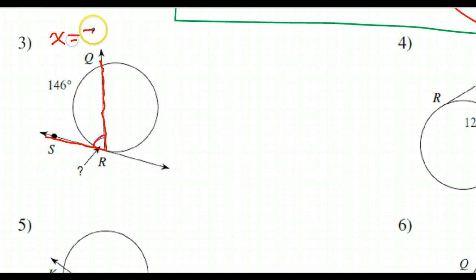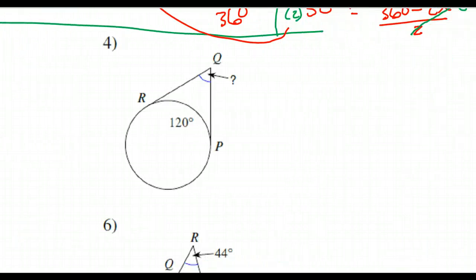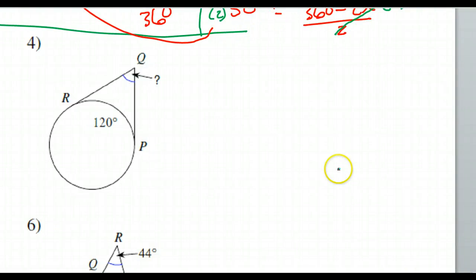Alright, that's just 73. Alright, that was remarkably easy compared to the other two problems. Okay, now how about this one? So we're supposed to find this angle here.